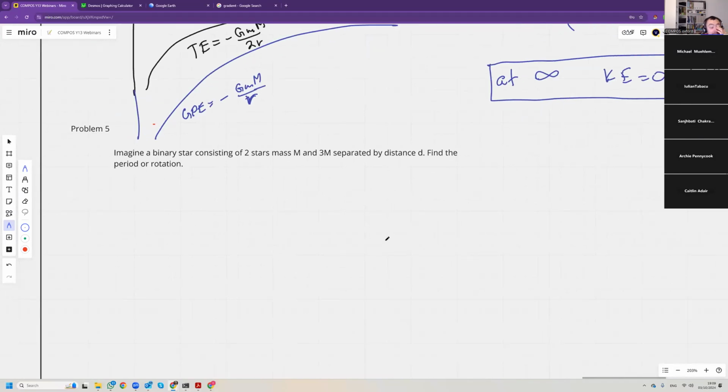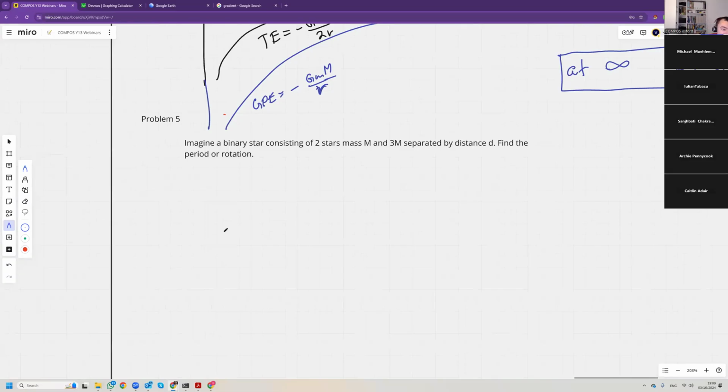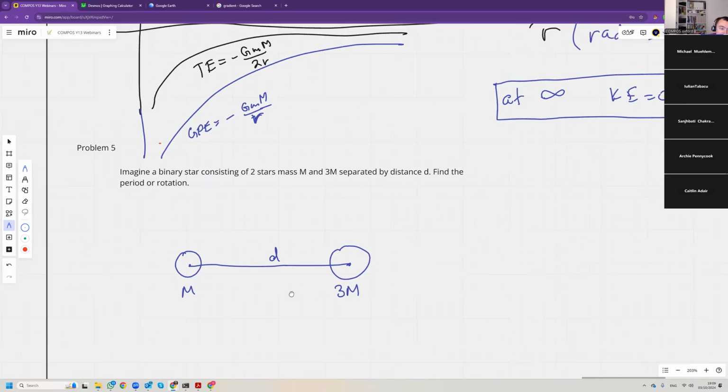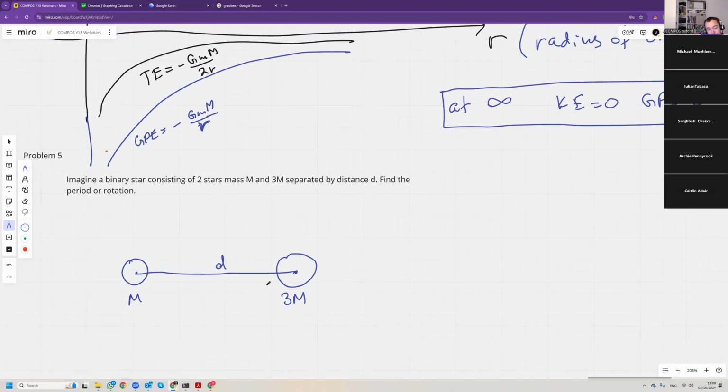5. Imagine a binary star consisting of 2 stars of mass m and 3m. So we have a mass of m, we have 3m, and the distance between them is d, and they spin around each other. They don't really spin. The small one doesn't spin around the big one. They spin around somewhere here. So they spin around this point.